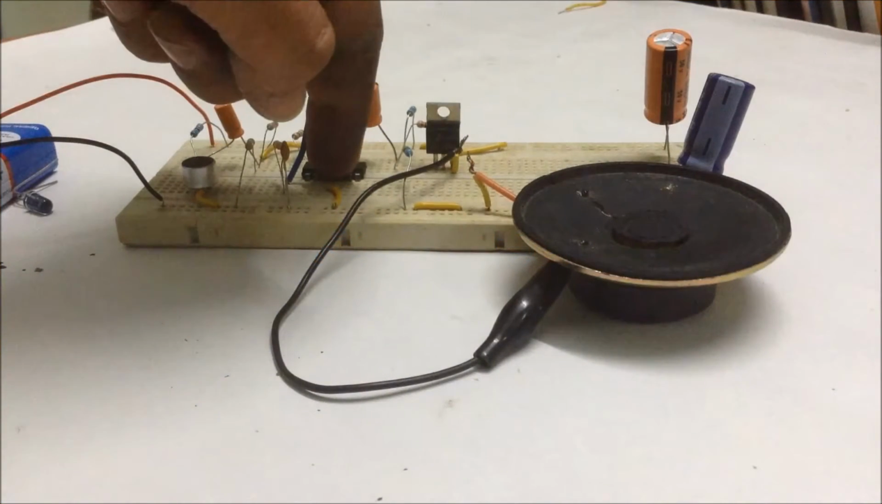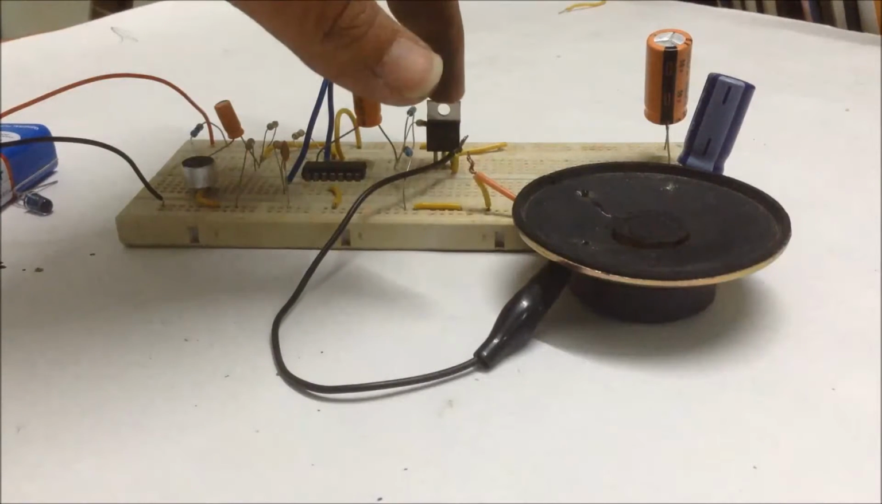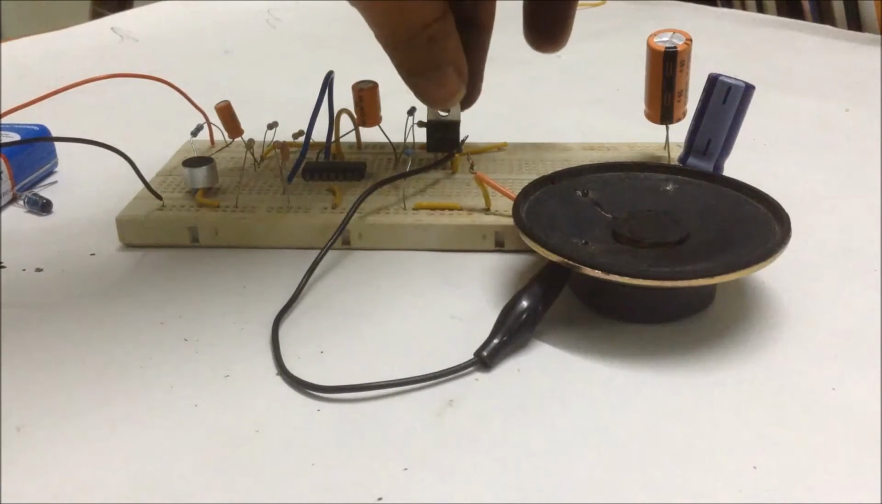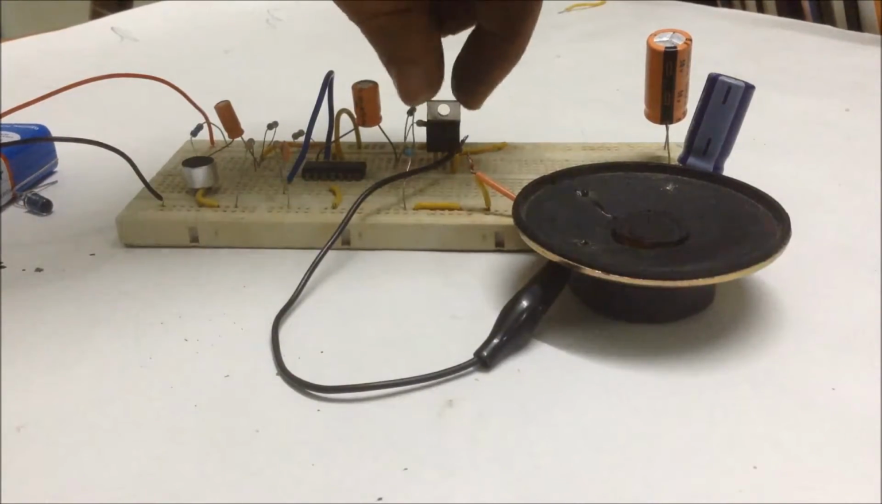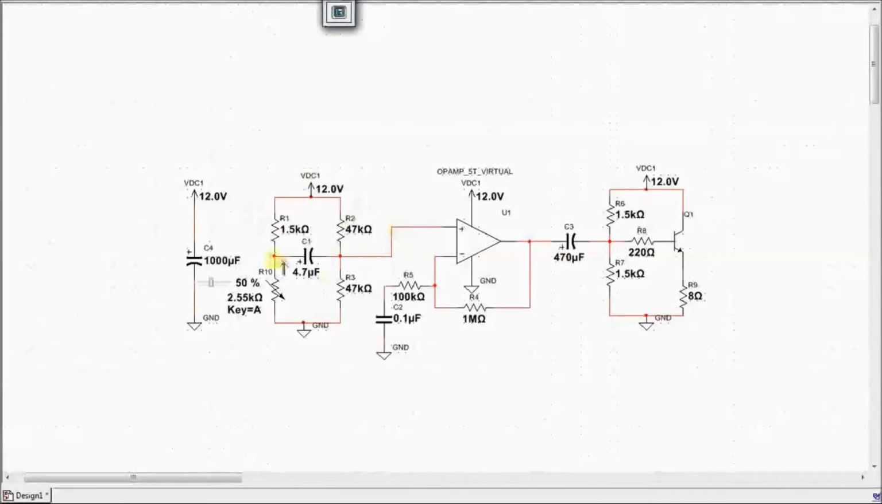In this video, I'll be showing you how to build a power amplifier, interface a speaker, and pick up audio signals from a resistive condenser mic. See how the circuit is working.